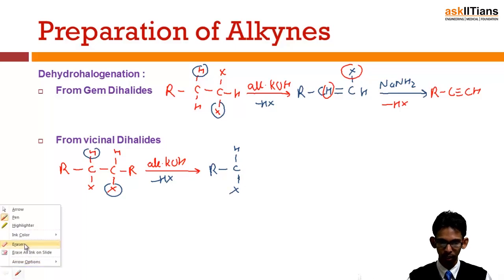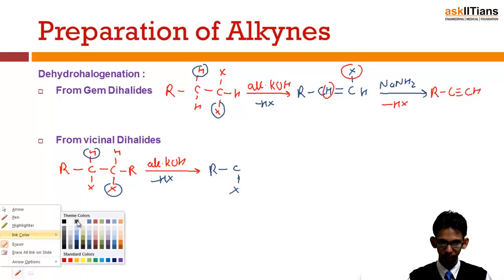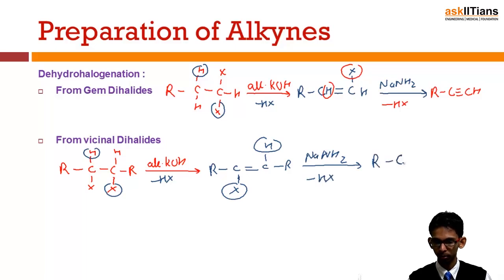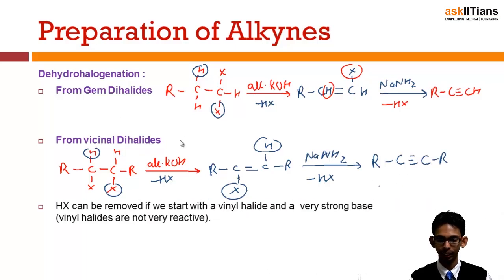Okay, let me correct it. And a double bond comes here, CHR. Now when this is again reacted with a stronger base, this halogen and this hydrogen also come out in the form of hydrogen halide, and the resulting compound is RC triple bond CR. This is another method of dehydrohalogenation for the preparation of alkynes from vicinal dihalides.